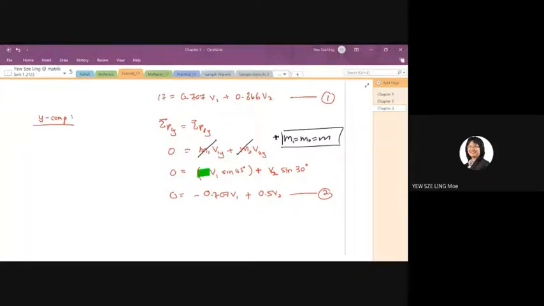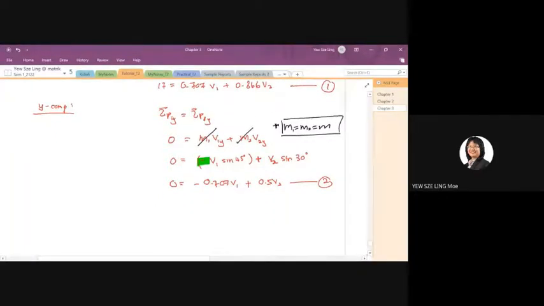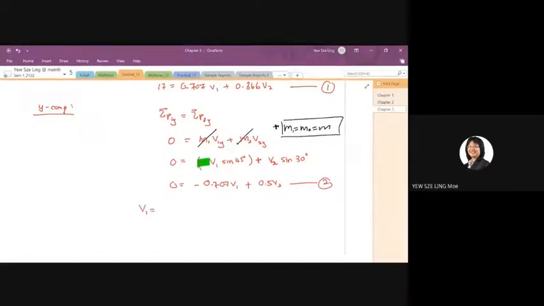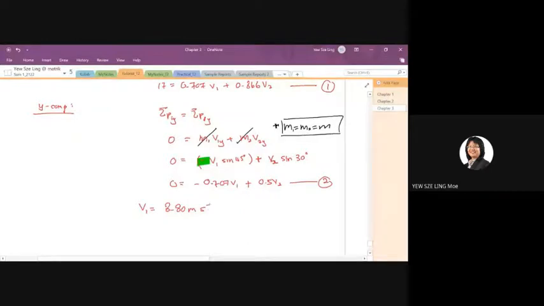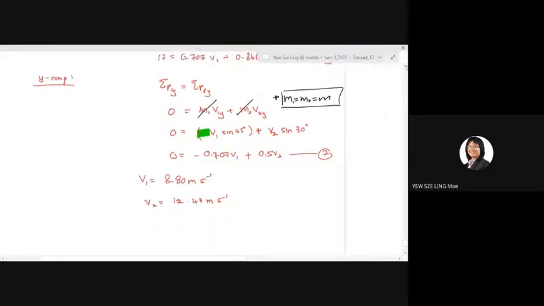How to solve the simultaneous equations, I will leave it to you. Basic mathematics, you try by yourself. Eventually you will get V1 equals 8.80 m s^-1, and V2 you will obtain 12.44 m s^-1. All right, simultaneous equations, I leave it to you. I'm not going to show you everything, so you try to solve it.